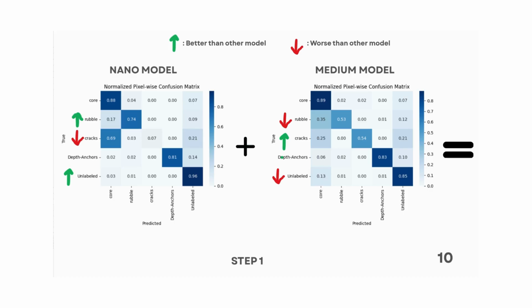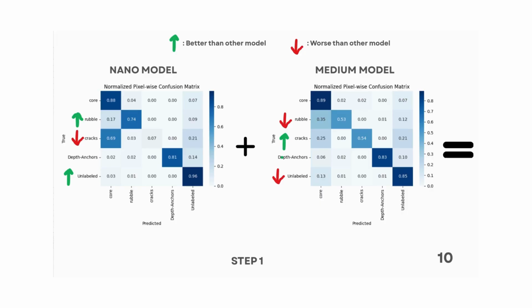But yes, as we see in the unlabeled box or column, it segments the background as 30% core, 1% rubble, and 1% depth anchor, which is a problem.